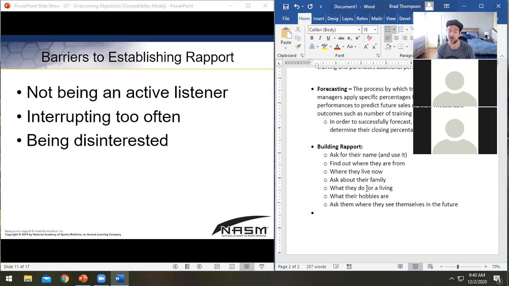Obviously there are certain barriers to establishing rapport. If you are not an active listener, that's a big one. Remember, active listening is outward signs of attention. So you are maintaining eye contact. You are asking questions related to what they're saying. You're not interrupting them, and you are not being disinterested. You're not getting on your phone to check things every 5 minutes, right?